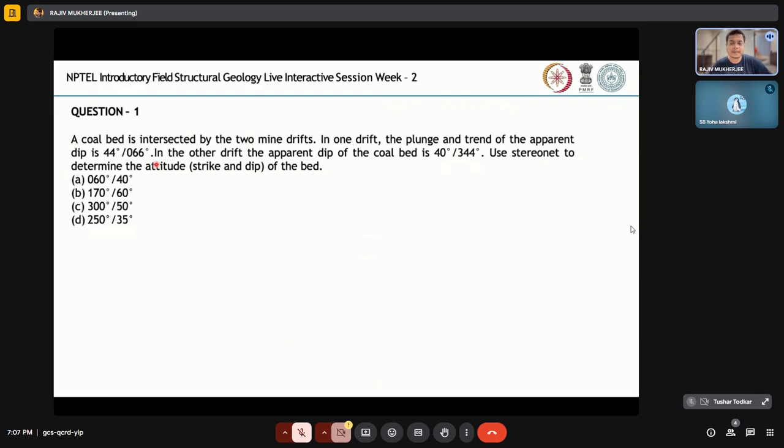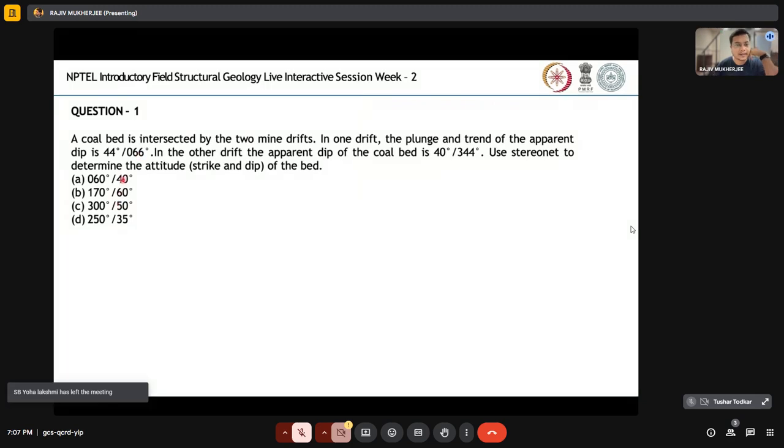In one drift, the plunge and trend of the apparent dip is 44 degrees towards 066. In the other drift, the apparent dip of the coal bed is 40 degrees towards 344. Use stereonet to determine the attitude, that is the strike and dip of the bed.